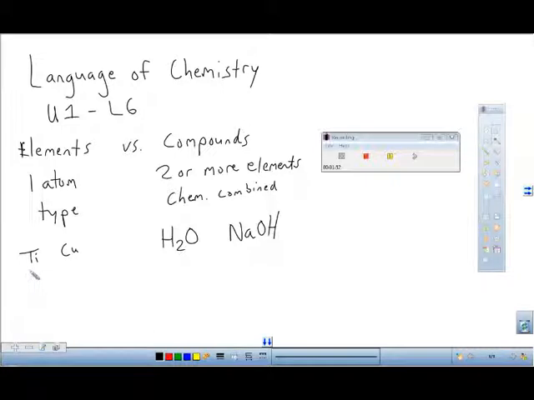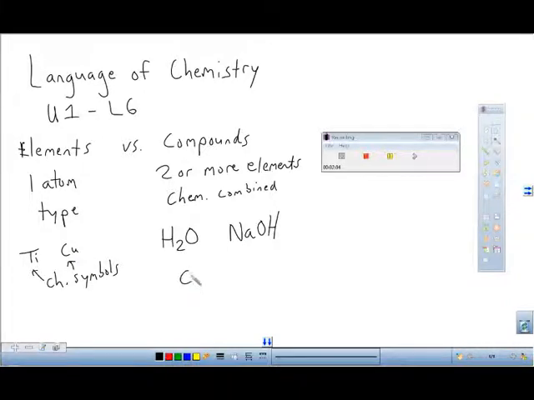We had symbols. So instead of writing titanium or writing copper, this will be what we call the chemical symbols. The first letter is always capitalized. The second letter is always lowercase. Some things like hydrogen and oxygen only have one letter. First letter is always capitalized, second letter, third letter, if it exists, is lowercase.